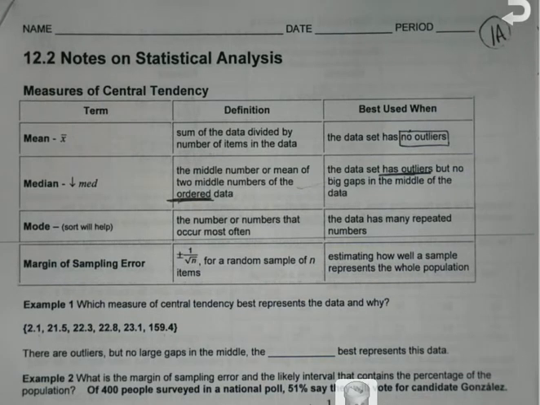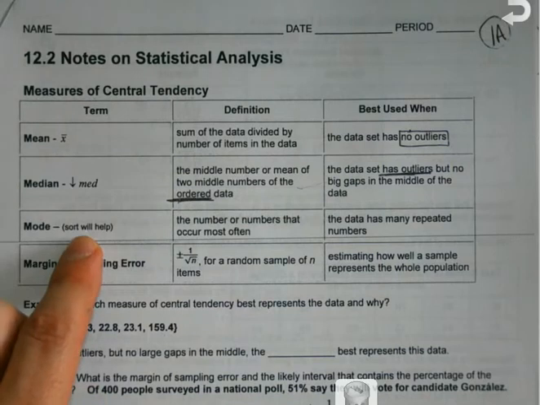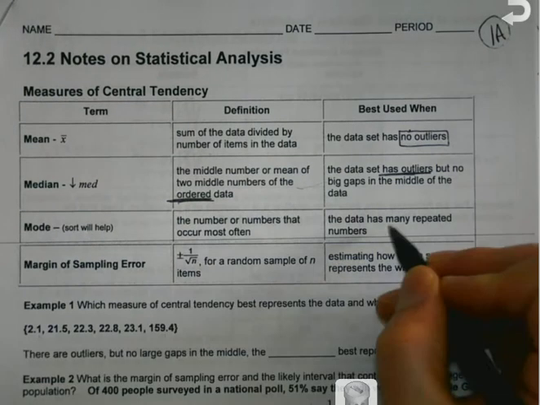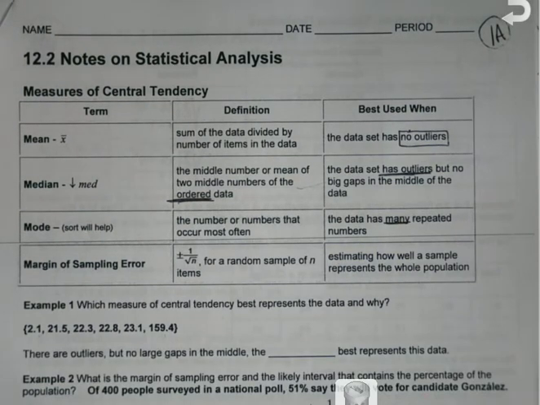And then mode, there's not a specific place in the calculator, but it's the number that occurs most often. The eyeball test works well with this one. And again, the data can have many numbers that are repeated. Stressing many. At least 2, preferably 3 when we can.